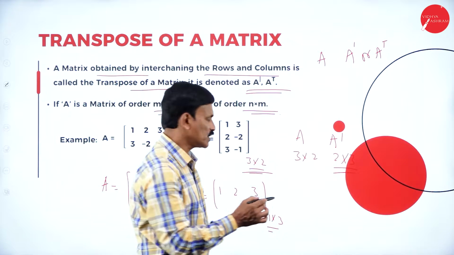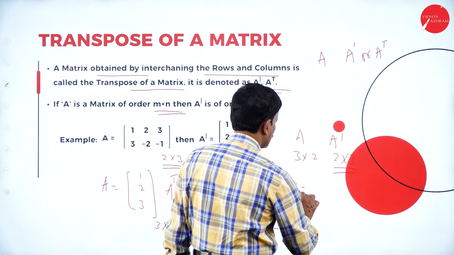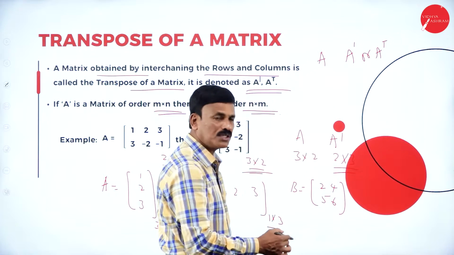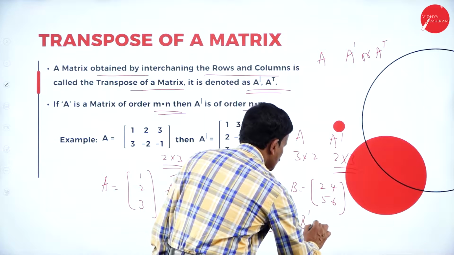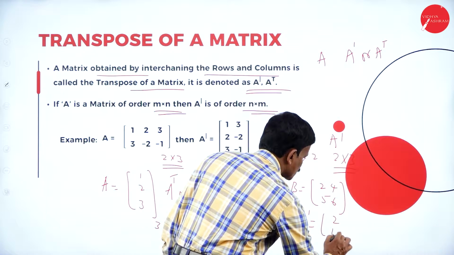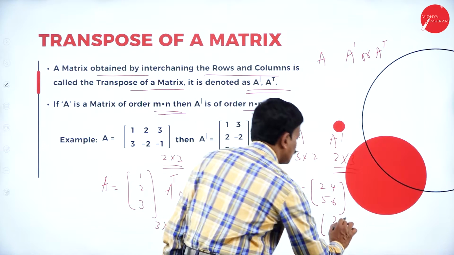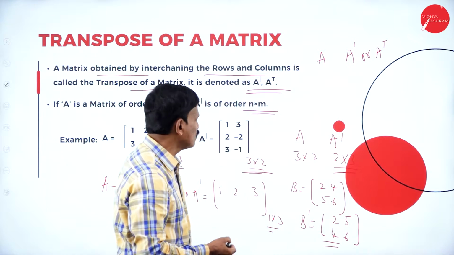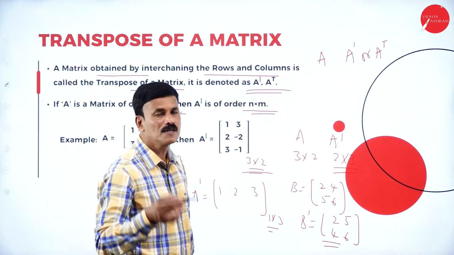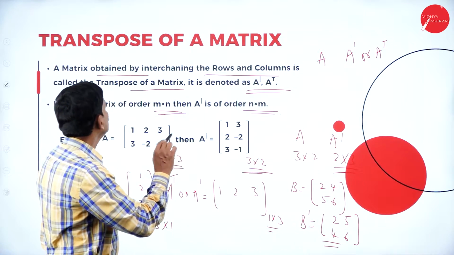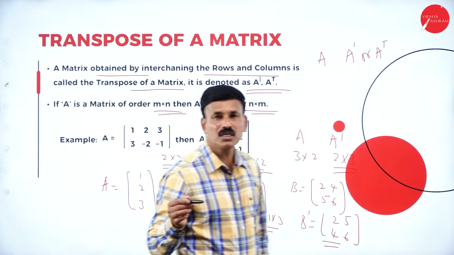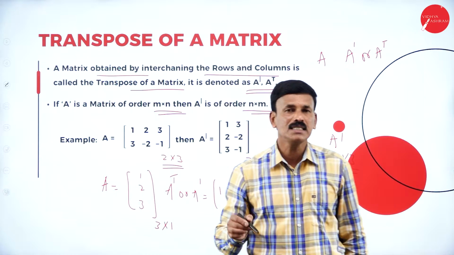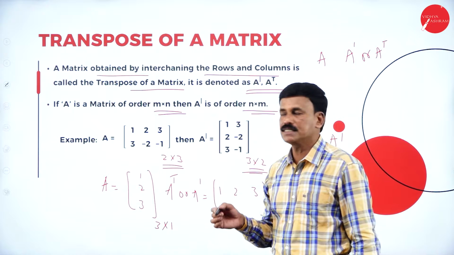Let me take one more example. If B is equal to the matrix 2, 4, 5, 6, then the transpose of this is denoted as B dash is equal to, the first row becomes the first column 2, 4, and the second row becomes the second column 5 and 6. The order is the same, 2 rows, 2 columns. So, a matrix obtained by interchanging the rows into columns and columns into rows is called the transpose of a matrix, and it is denoted as A dash or AT.